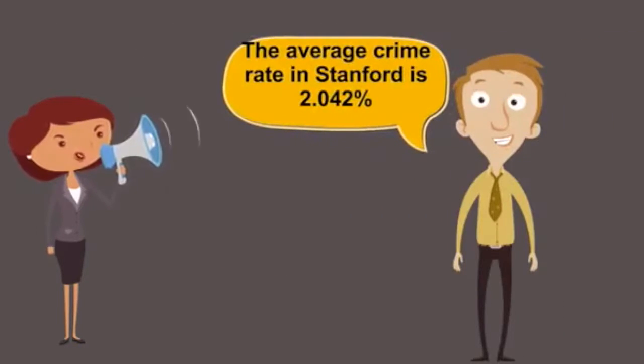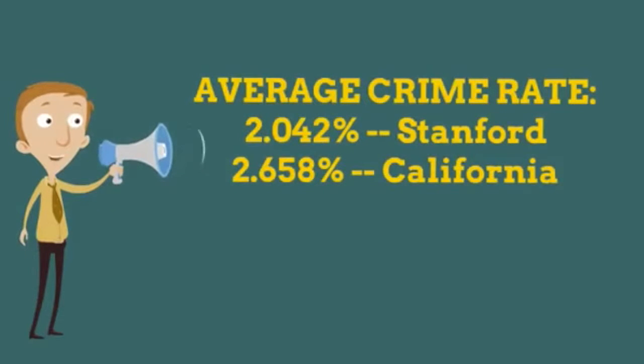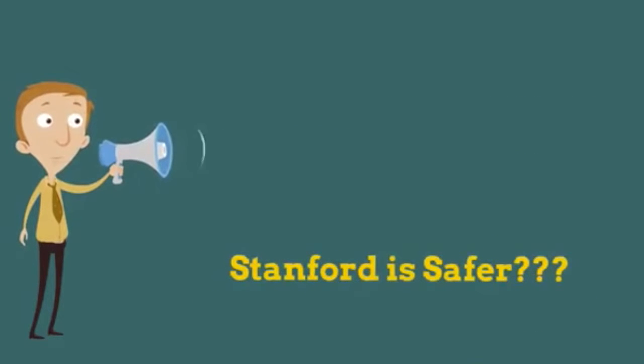The property crime rate in the Stanford area is 2.042 crimes, which is lower than the property crime rate in California, being 2.658. Now, if the boss asks you for a number, you will probably give him 2.042. But does this mean that there are fewer crimes happening per resident in the Stanford area?